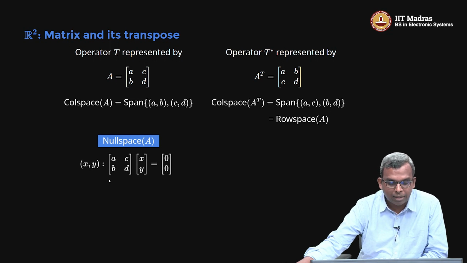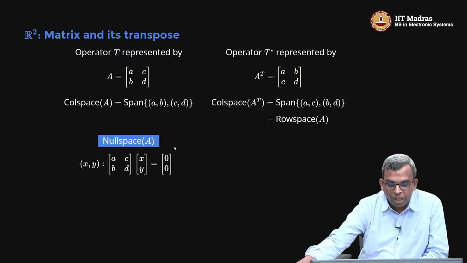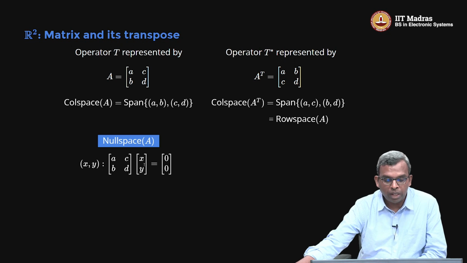It's the set of all XY such that the matrix ABCD times XY equals 0, 0. Now I am going to rewrite this. When you rewrite it, this is the same as AX plus CY equals 0. What is AX plus CY? That's actually an inner product.